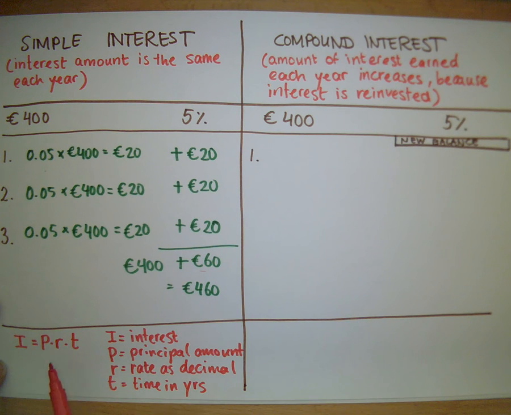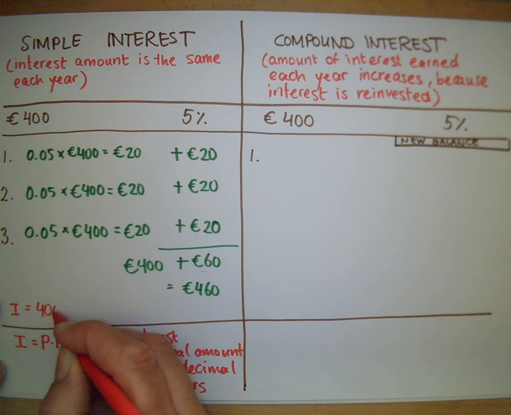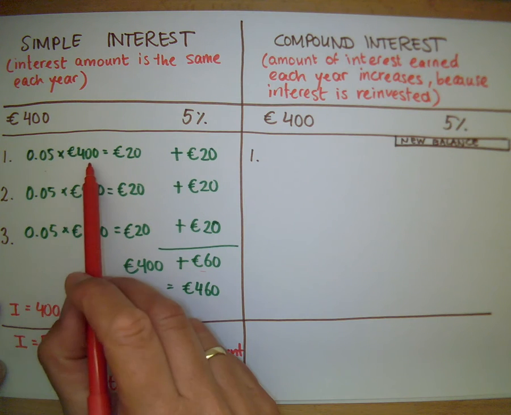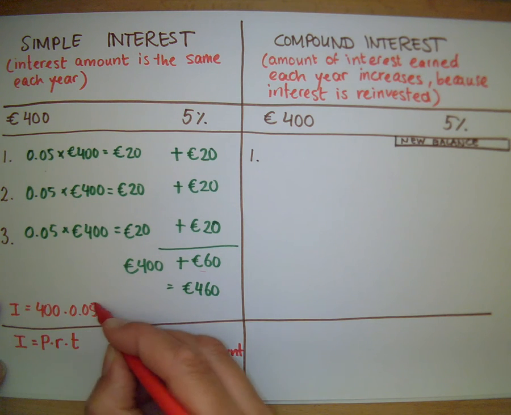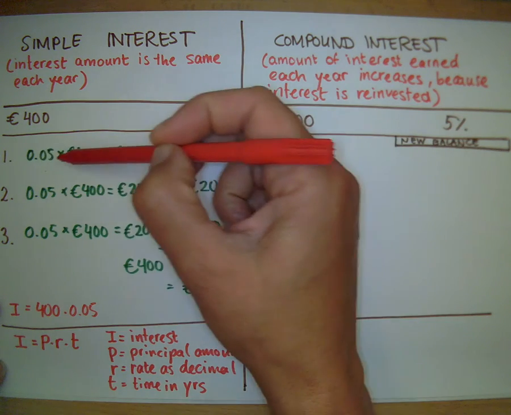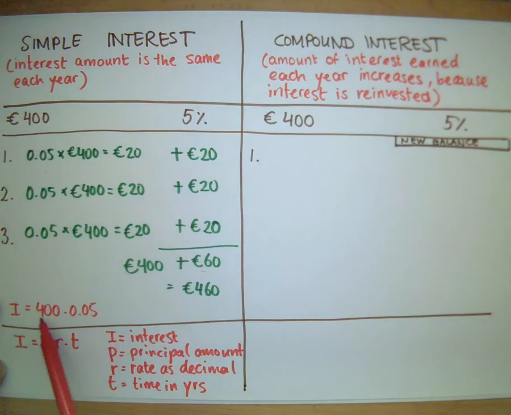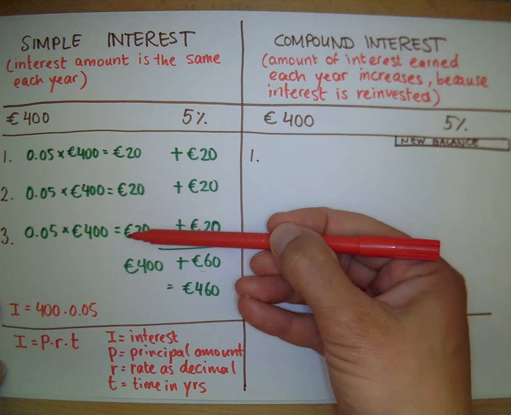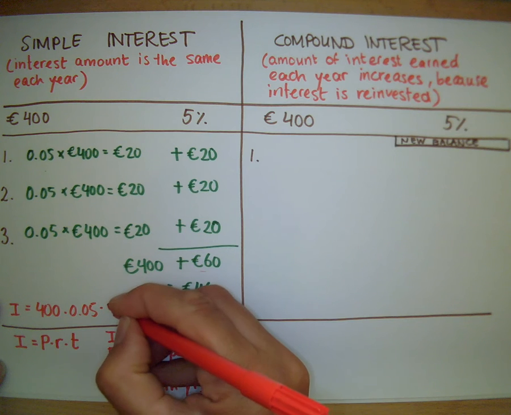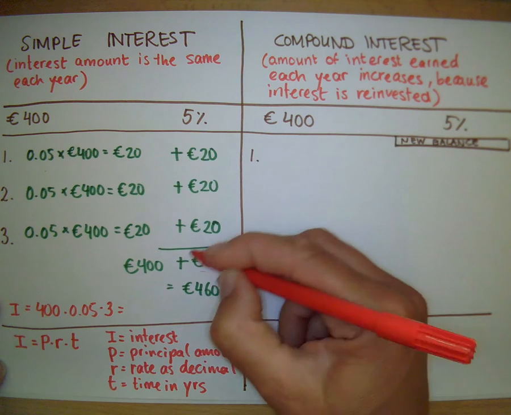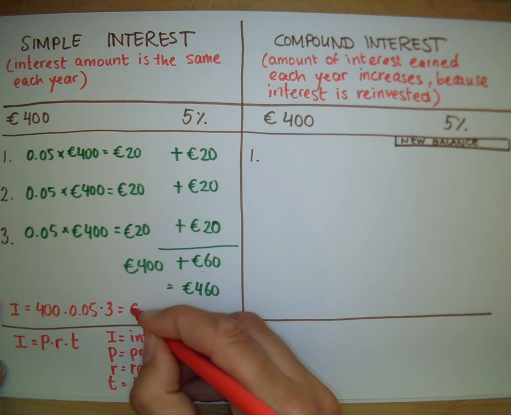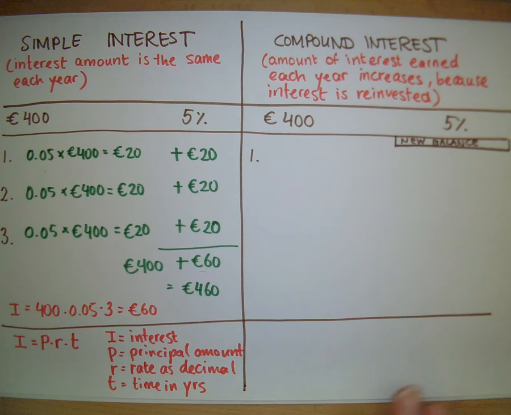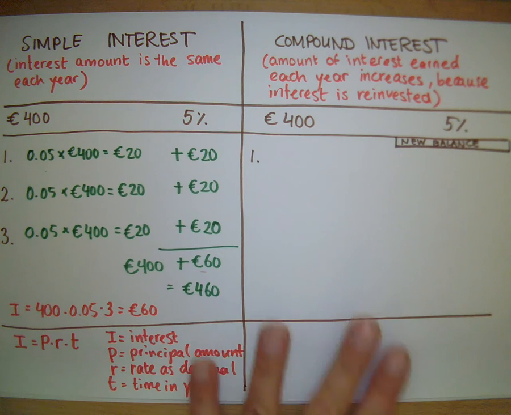So in this case, the interest earned: the principal amount was 400 times the rate, which is 5%, and see how that is just this calculation here, 5% times 400 euros, that equals 20, right? And then we multiply it by the number of years, 1, 2, 3, that we kept it in there, to get the total interest earned. That would be 60. Okay, that's simple, right? That's why it's called simple.